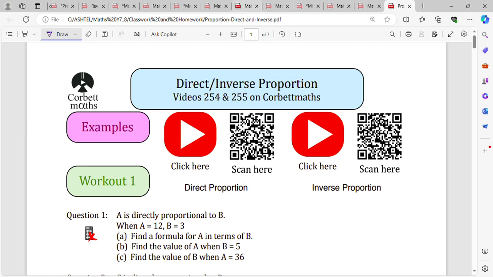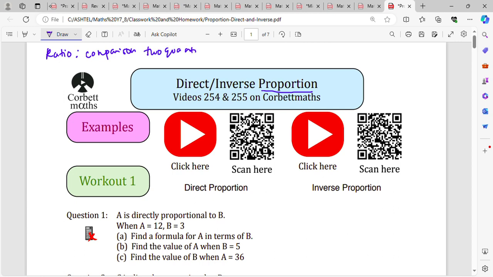So now we are going to learn about proportion. What is proportion? Previously we learned about ratio. Ratio is about the comparison of two quantities.